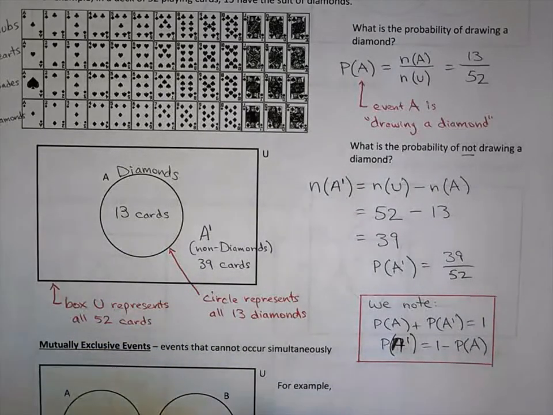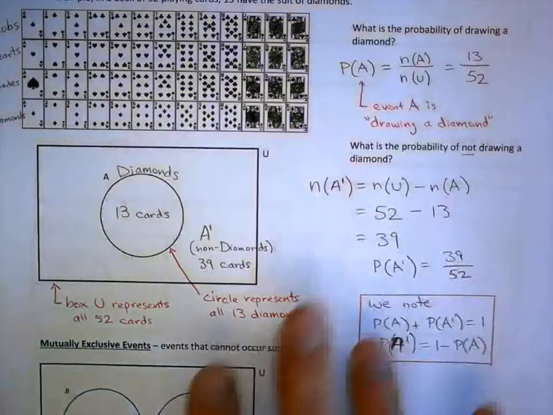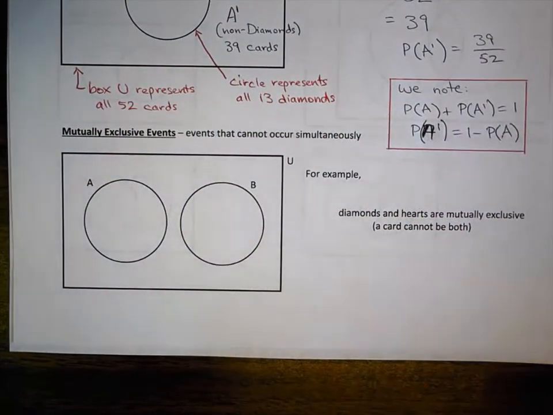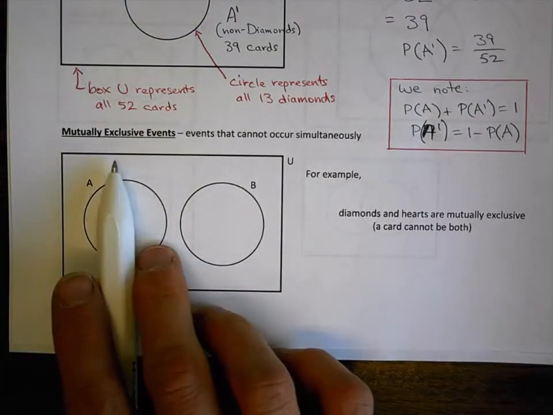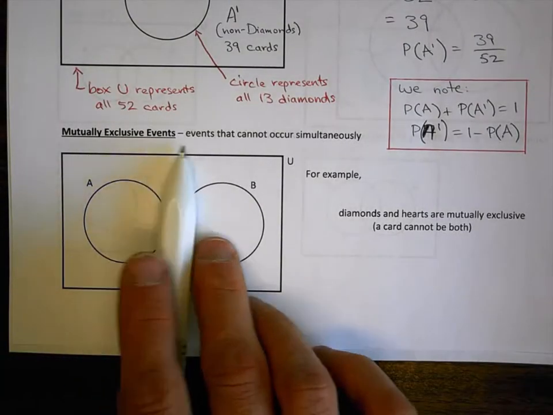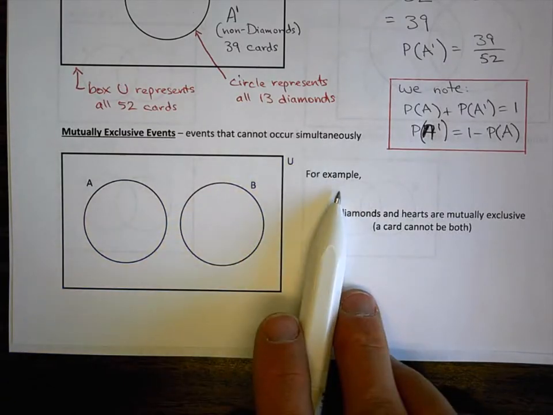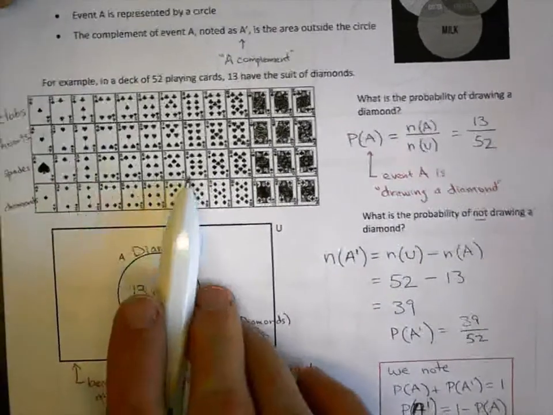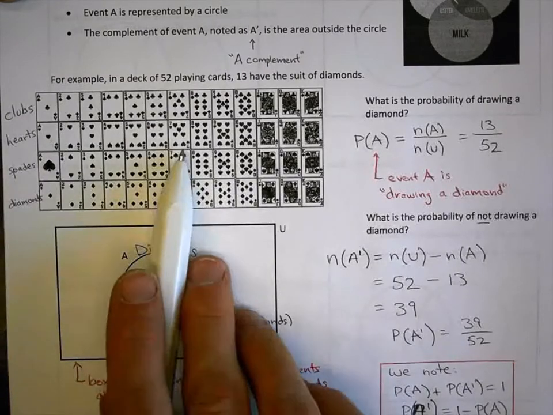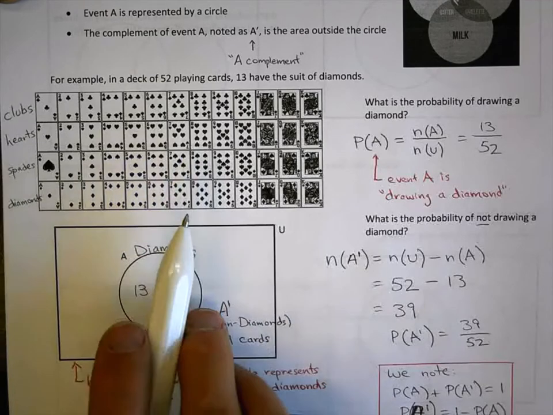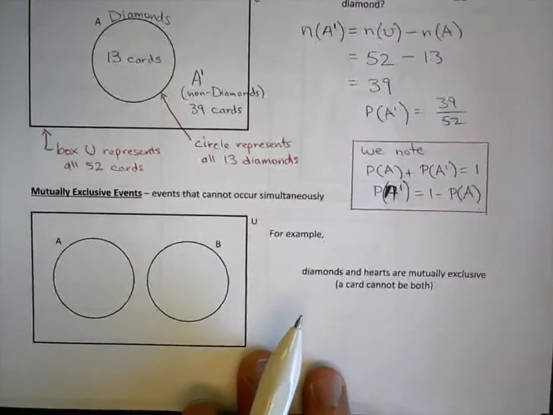Okay, let's continue. So now we're going to use this Venn diagram to start defining some different types of sets and some different probability events. The first thing we're going to look at is mutually exclusive events. These are events that cannot occur simultaneously. So for example, let's go back to the cards. A card can either be a heart or a diamond. It cannot be both. So we say that hearts and diamonds are mutually exclusive.